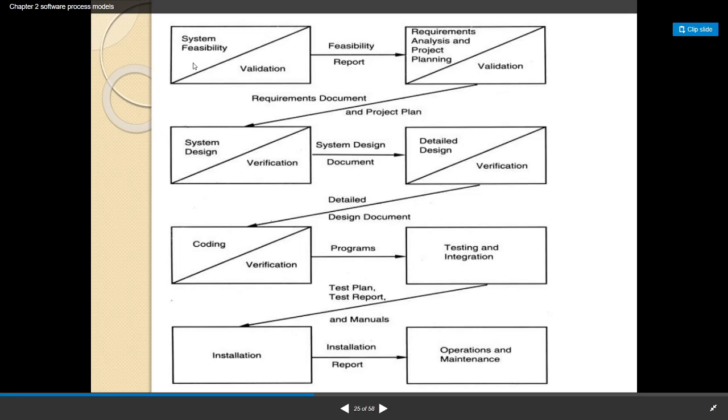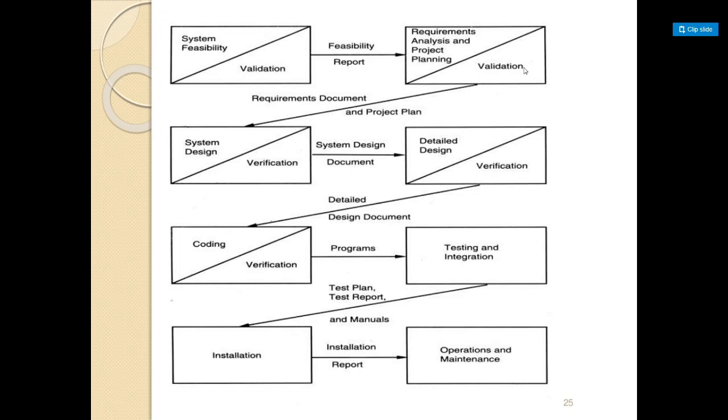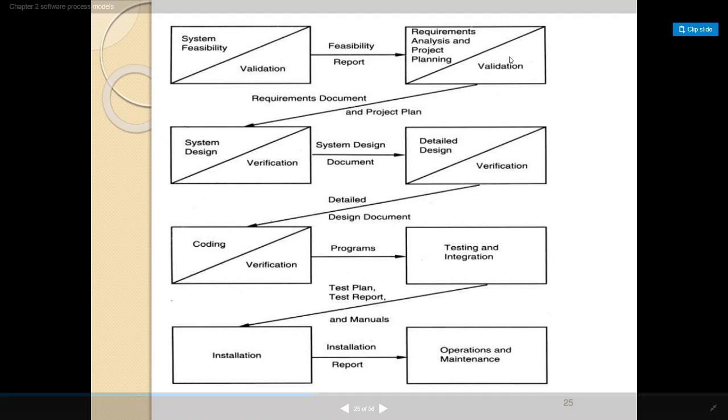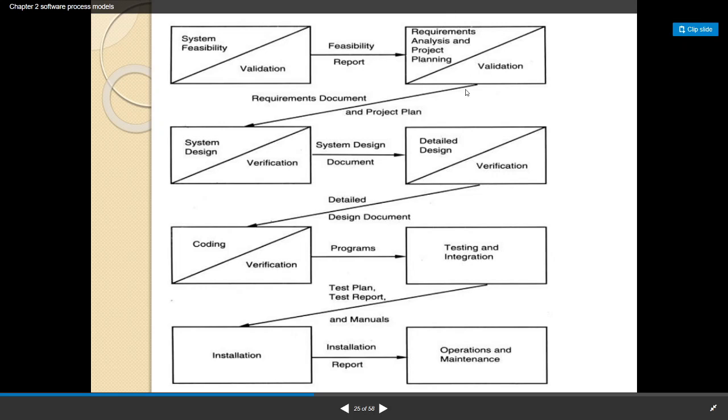Based on the systems or hardware available, you are planning. Again, you're validating that, and if something goes wrong, you need to check it again. So for every step there is a validation or verification. Once the result of this phase comes out, it's sent to the next phase, that is system design. The requirements document and the project plan, the outcome of this phase, are sent to the next phase.